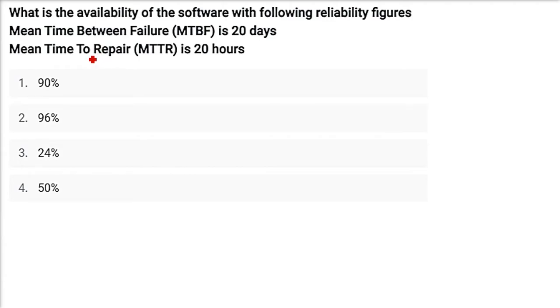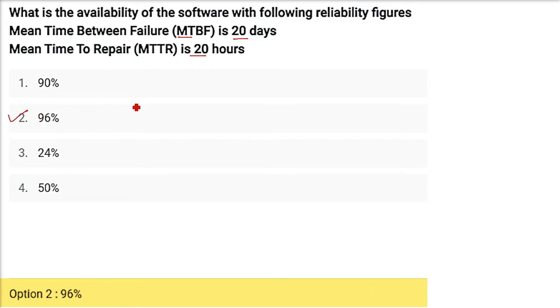So what is the availability of the software with following reliability figures? So we have mean time between failure, which is 20 days. Mean time to repair is 20 hours. So let me give you the answer if you just want to do it yourself. And then I'll tell you how we compute it.